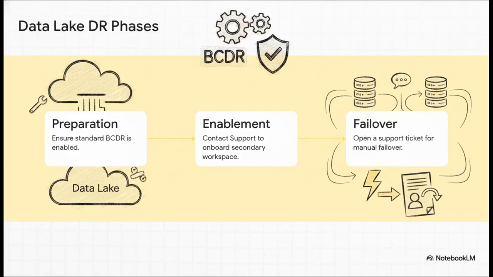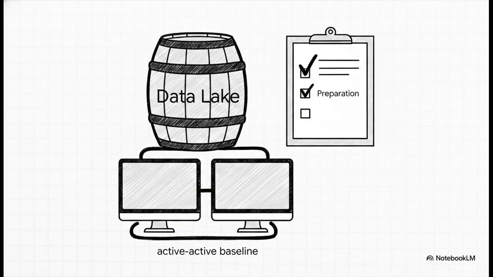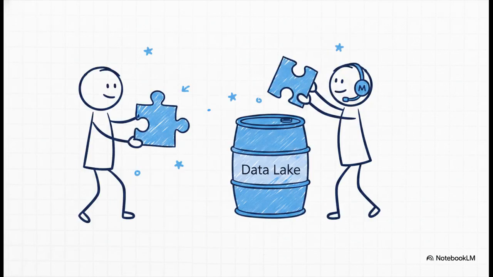The business continuity and disaster recovery, or BCDR process for the data lake breaks down into 3 specific phases: preparation, enablement, and failover. Preparation is pretty straightforward. You must already have that active-active workspace baseline we just talked about fully up and running. You simply can't protect the data lake if you don't already have those identical workspaces humming along in your primary and secondary regions.